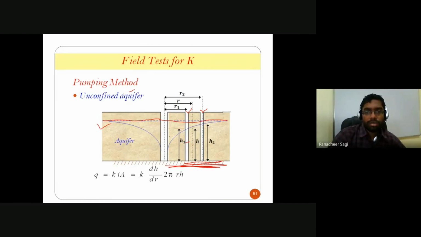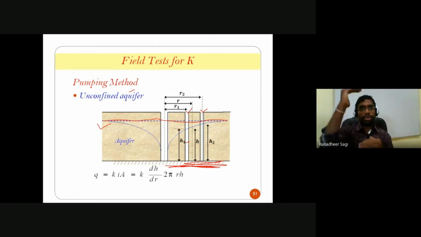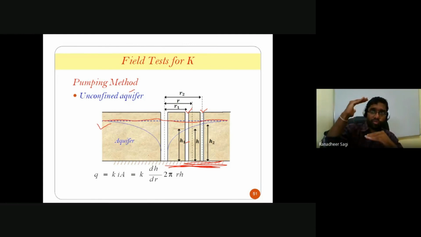Everything is the same, whatever we are writing is the same, but only one thing: previously, the cross-sectional area available for water to enter the borehole was represented as surface area into height. Surface area we were representing as 2 pi r. Height was h, where the height of your confined aquifer was fixed.